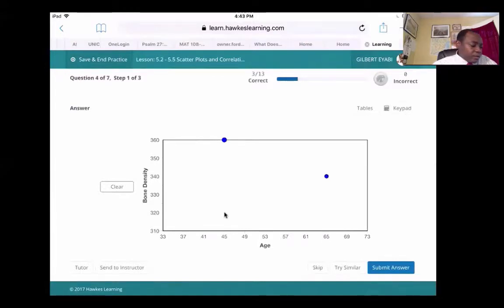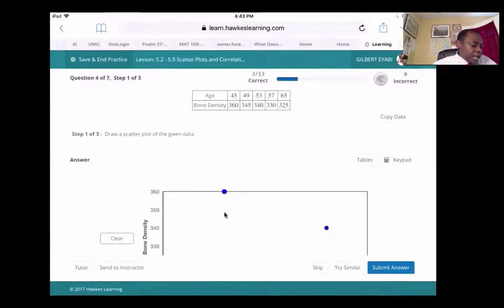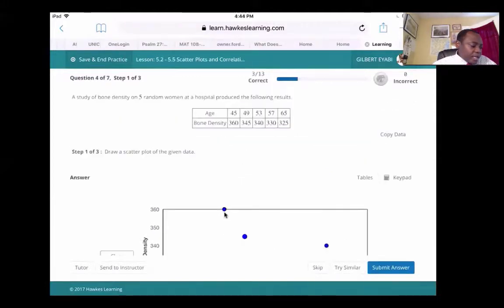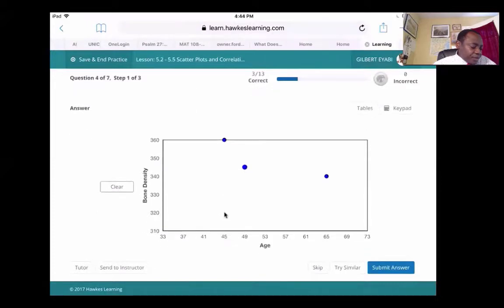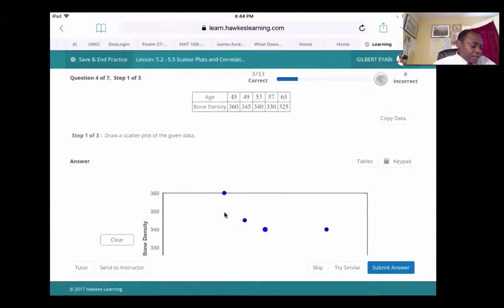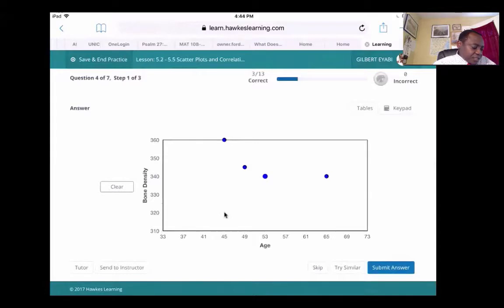And then when age is 49, we have 345. So when it's 49, we have 345. Looks to me like that's the point right there. And then when age is 53, we have 340. So 53, 340, that will be right there. And when age is 57, we have 330. So when it's 57, we have 330 right there.